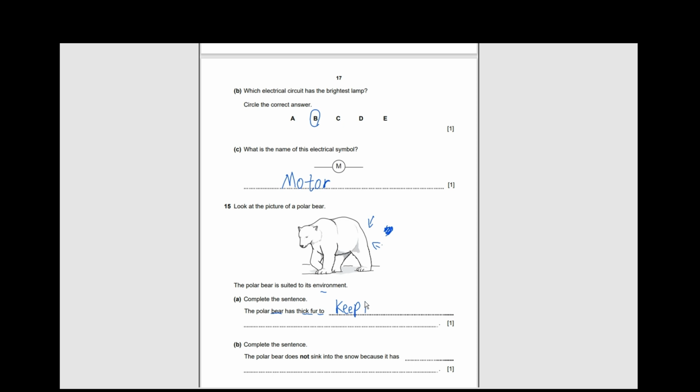keep it warm, or reduce, or protect it from the cold, or protects it to protect it from the cold.